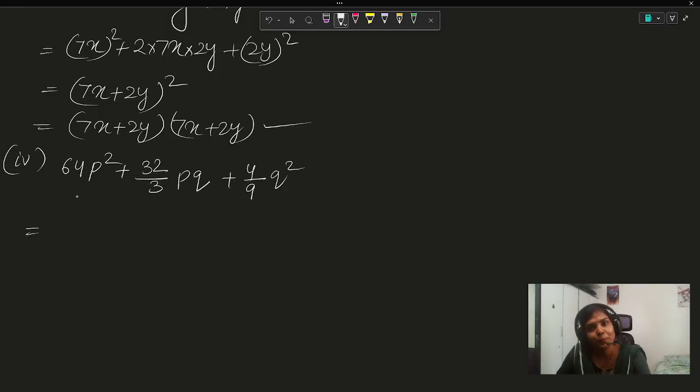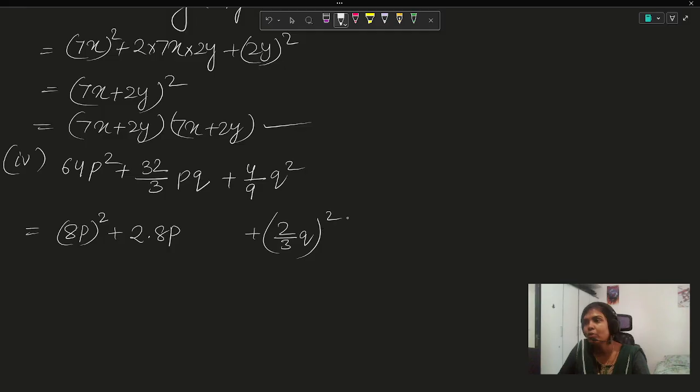64 is a perfect square of 8. So instead of 64, you can make it (8p) whole square. 8 square is 64, p whole square is p square. Plus 2, a is 8p, b is 2 by 3. By looking at the last term, we can see it is (2 by 3 q) whole square. Now here also the b value we will write the same thing, 2 by 3 q. Now is anything cancelling?